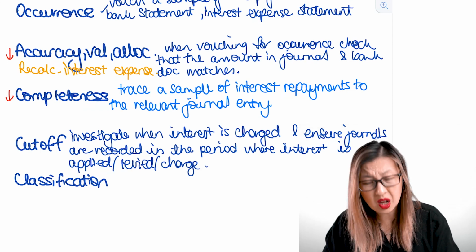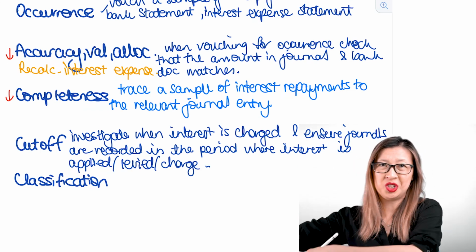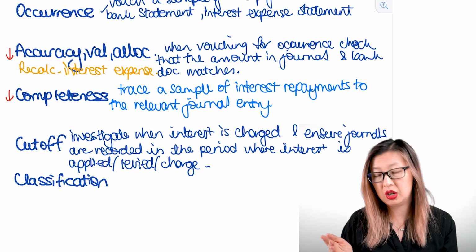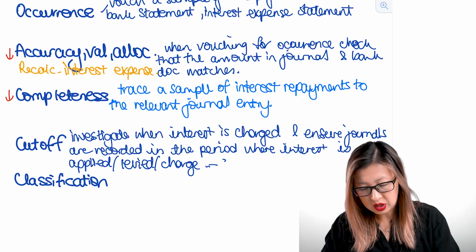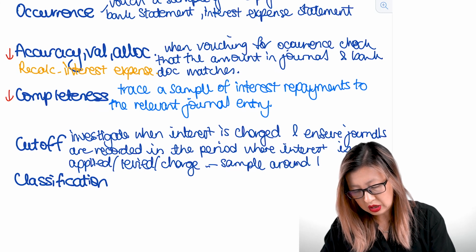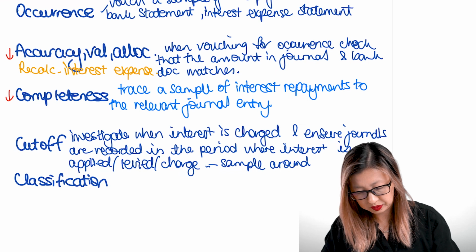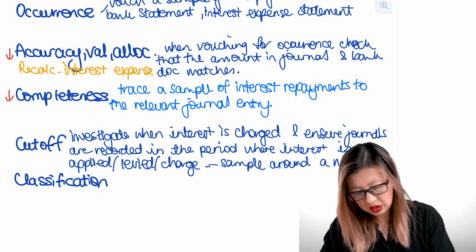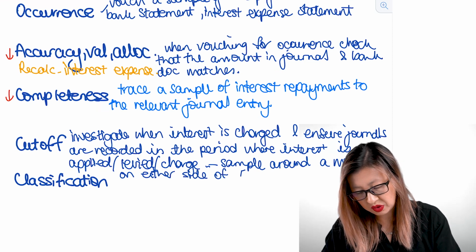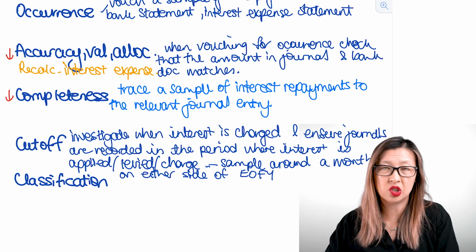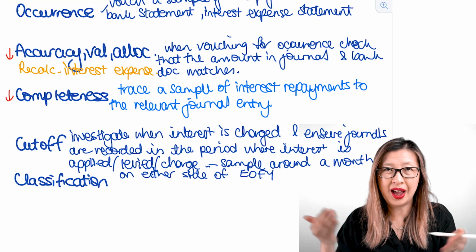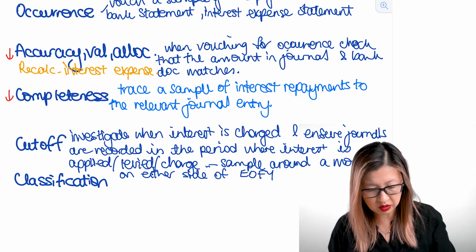You don't want them saying, oh, for the interest for the last month, I'm just going to push that into the next month. So you want to make sure that it's usually around the end of the financial period. So you would say sample around, let's say here, a month on either side of the end of the financial year. EOFY equals end of financial year. So if you're looking at a June 30 year end, let's look at those journals for June and for July to make sure that nothing is in the incorrect period.